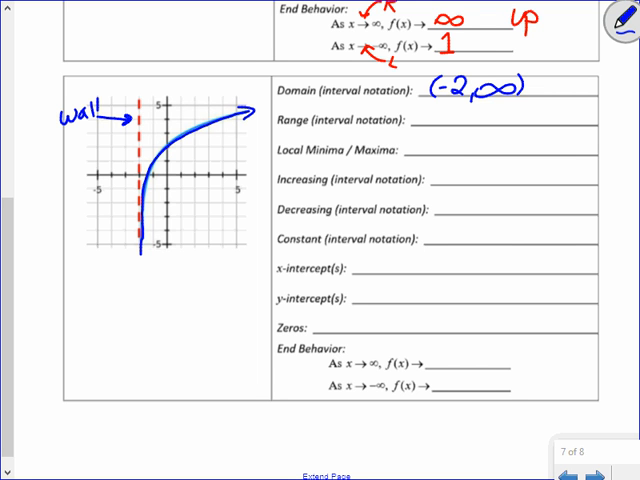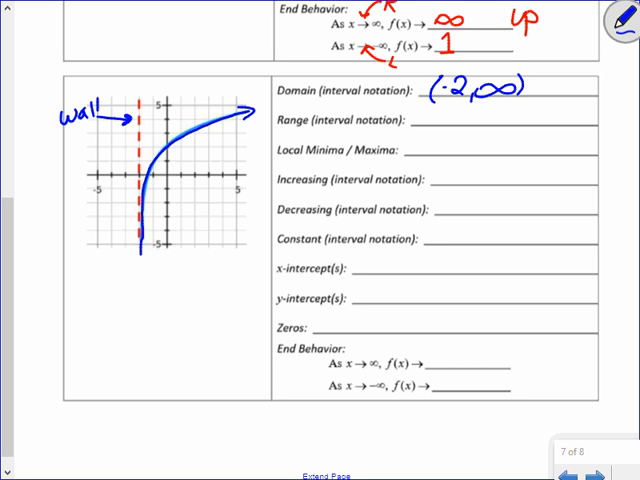I'm not going to include a bracket here. I'm going to use a parentheses because I'm not actually including -2. I can't cross or touch -2. That's where the asymptote is. I just say that that's the leftmost barrier over the wall. That's why it's a parentheses, not a bracket.